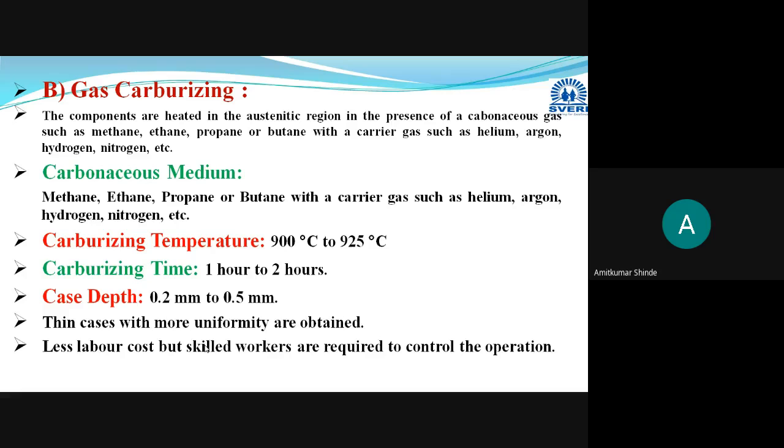Blind spot means that on some spots the improvement in hardness does not occur, meaning diffusion of the carbon does not take place on some spots due to improper control of the circulation of the gases. These kinds of defects may be there. To avoid them, proper circulation of the gas should be there, and you have to use skilled operators or skilled workers to perform this operation. So this is the gas carburizing process or heat treatment.